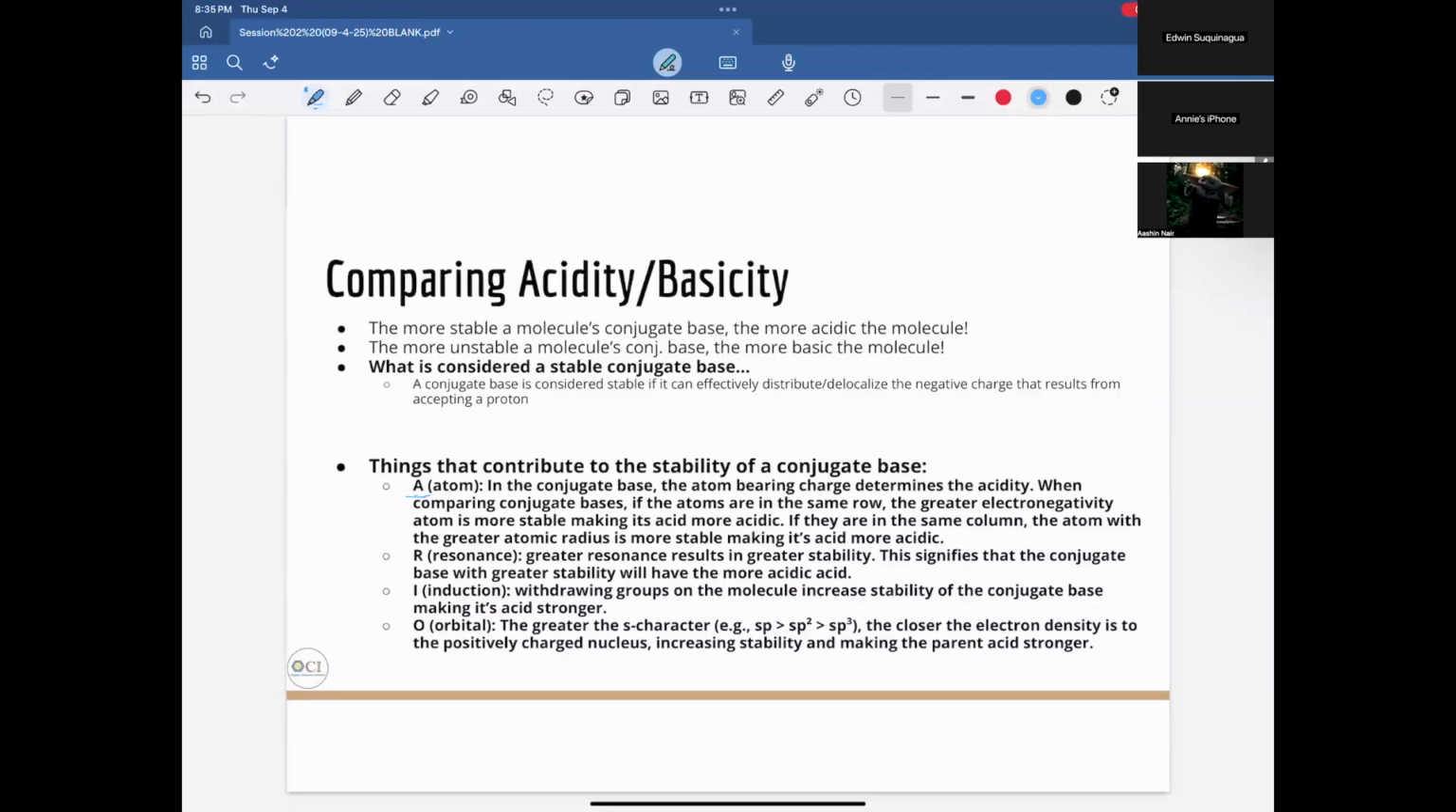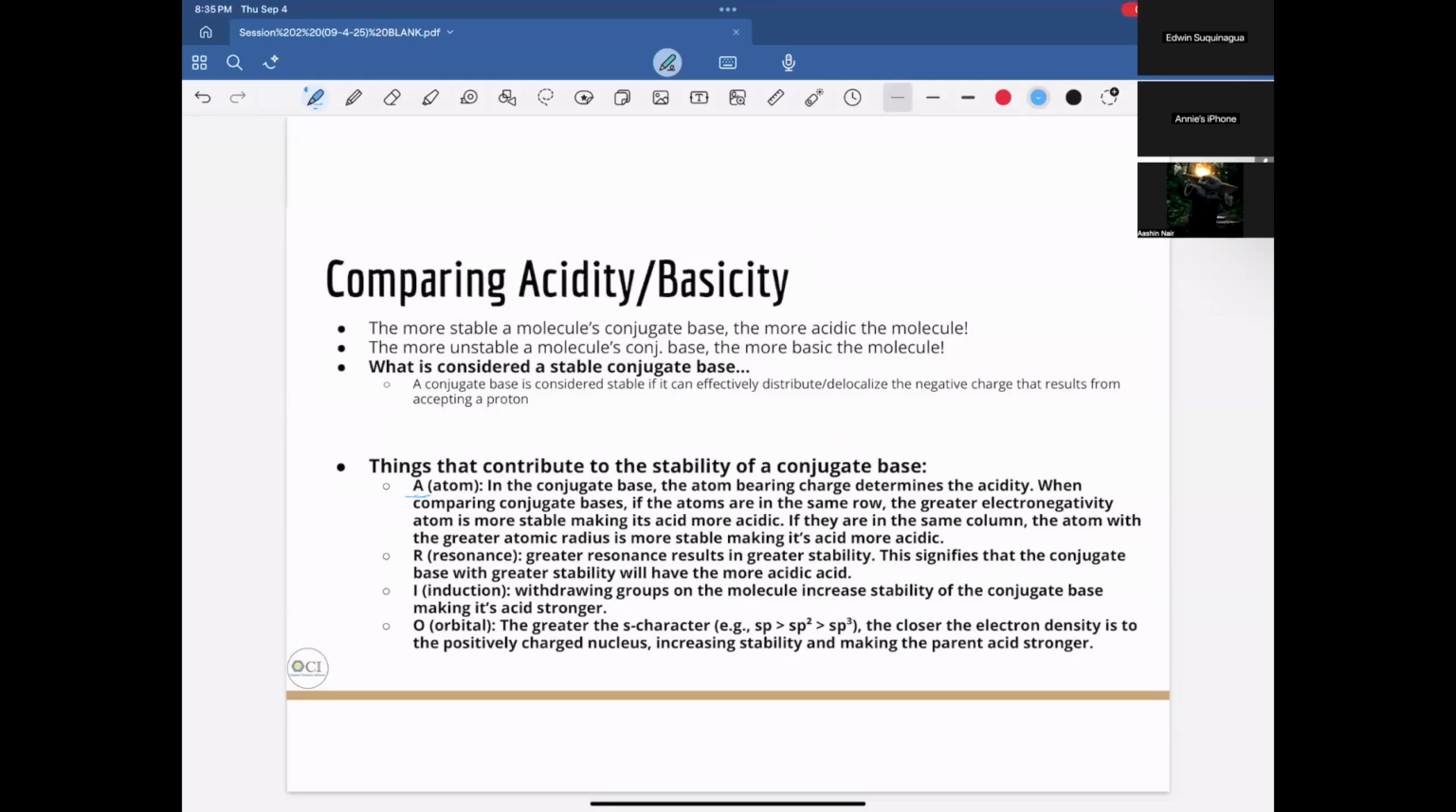So if we start with an acid and we take our proton away and we're left with a negative charge, if that negative charge is on oxygen, that's a good thing. That's stable, pretty acidic. However, if that negative charge is then left on a carbon, that is not that electronegative, not as stable, not as acidic.